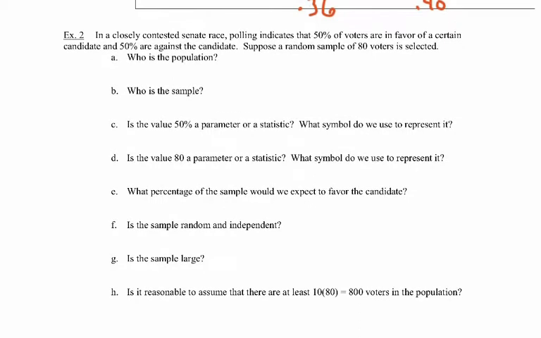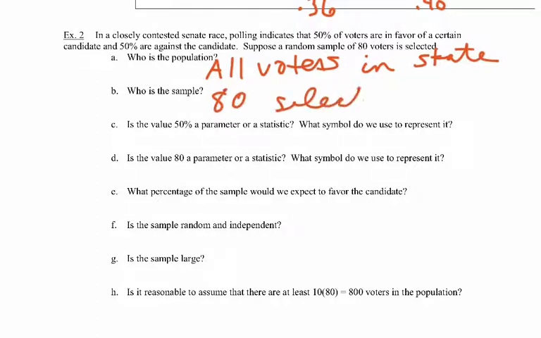All right, let's take a look at another question. In a closely contested Senate race, polling indicates that 50% of voters are in favor of a certain candidate and 50% are against. Suppose a random sample of 80 voters is selected. So who is the population? So all voters, and they didn't say, it just says Senate race, so I don't know if it's a state contest or not, but we can say all voters. We'll just assume it's in the state. Could be a district, it just depends. But we'll say all voters in the state or district or whatever you want to say. Who is the sample? So the sample are the 80 that were selected.